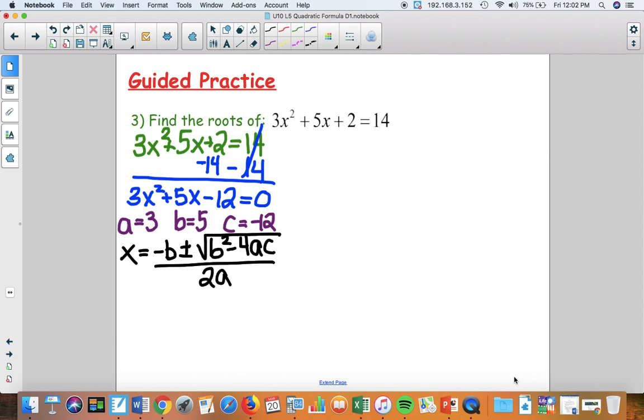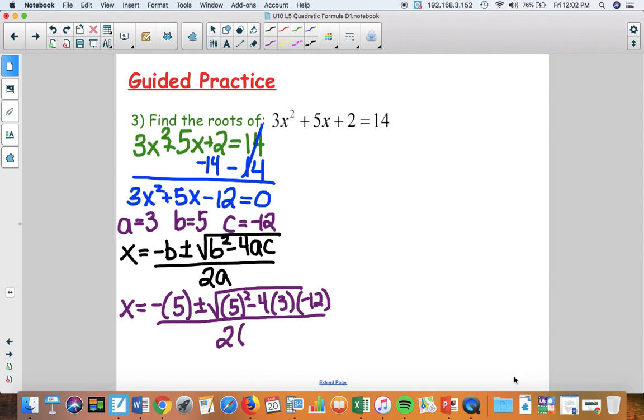All right, so let's now plug in A, B, and C. So we have x equals negative. For B, we're putting in 5. Always use parentheses. The square root of B squared. So 5 squared minus 4. A is 3. C is -12. This is all over 2 times A, which is 3.